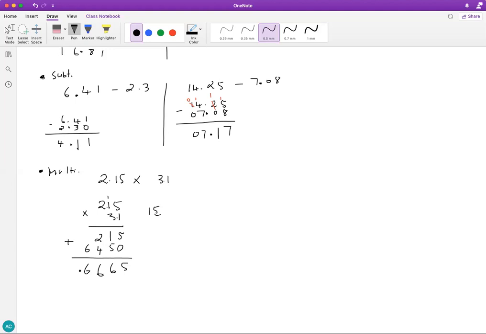Now, after we add, that's when you place it. Where do you think the decimal goes in this number? Between 66 and 65? Does it go between 66 and 65? You understand?